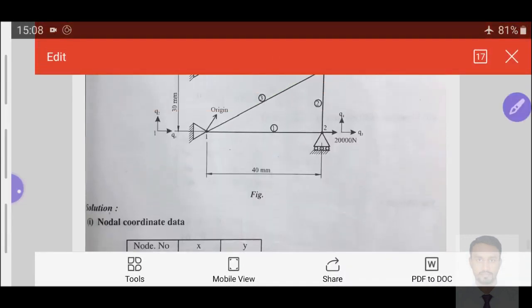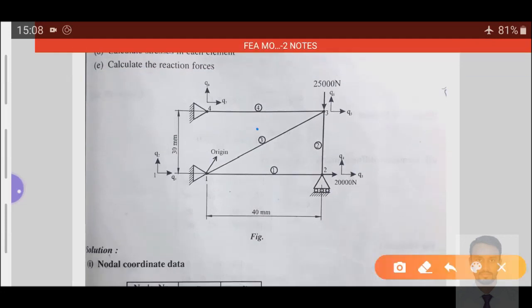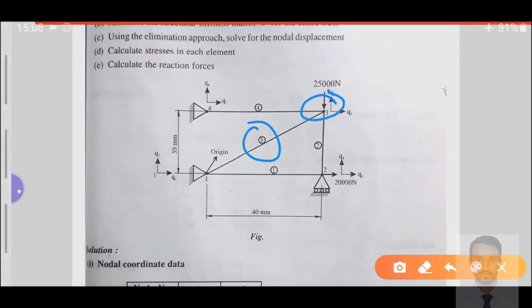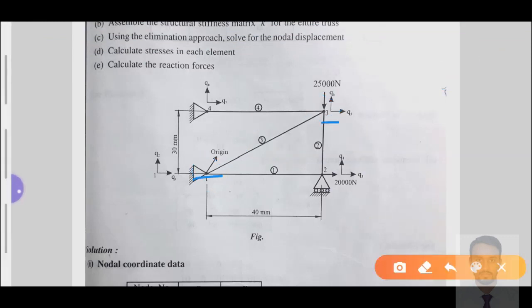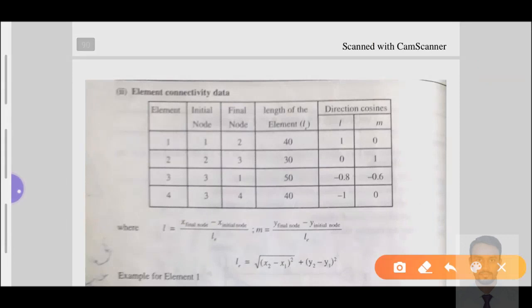Similarly, element number 3 is very important here. You can see element number 3 starts from node number 3 and ends at node number 1. Why are we giving it like this? We are assuming and giving the node numbering and the element numbers in the counterclockwise direction. It starts from node number 3 and ends at node number 1.